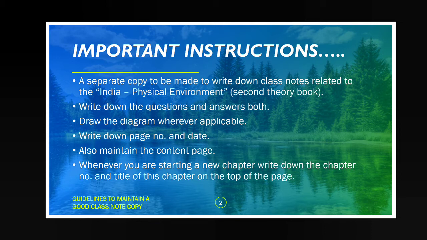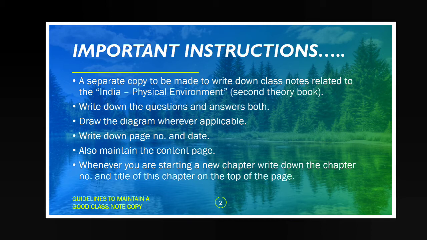Next, write down the page number on the top of the page, right hand side, where the page number and date column is given. You have to write down the page number and date, and also you have to maintain the content page. That means in the beginning of the copy there is one content page, where you will write the chapter number, then the title of the chapter, then the page numbers, from which page number to which page number. This is for chapter number 1, and if a date is given, you will give it, then the signature column of the teacher will remain blank.